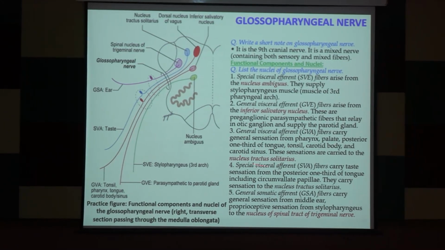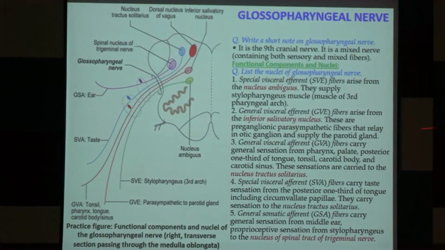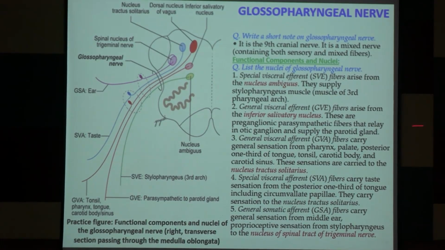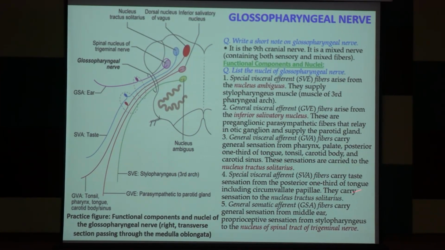Next is general visceral afferent fibers. They carry general sensation from the pharynx, palate, posterior one third of the tongue, tonsil, carotid body, carotid sinus. Okay, and these sensations are carried to the nucleus tractus solitarius.